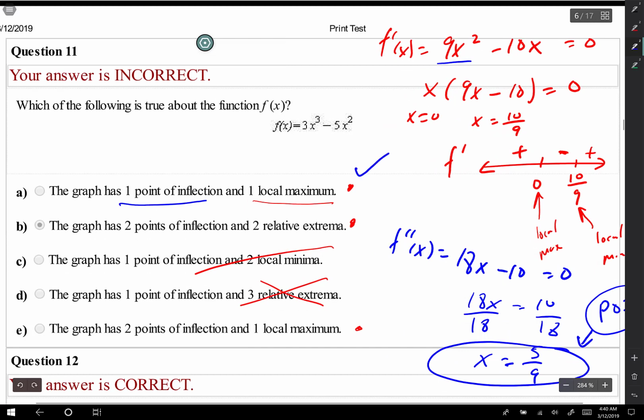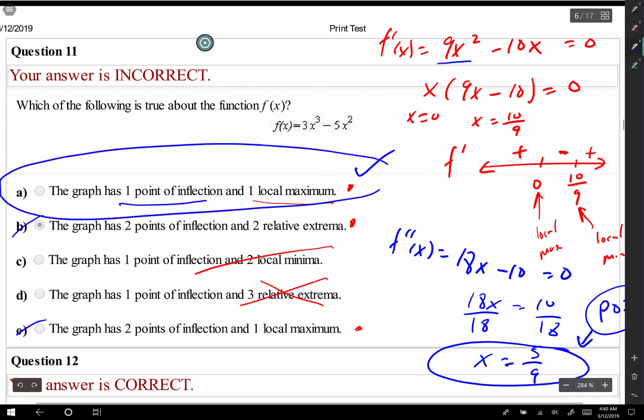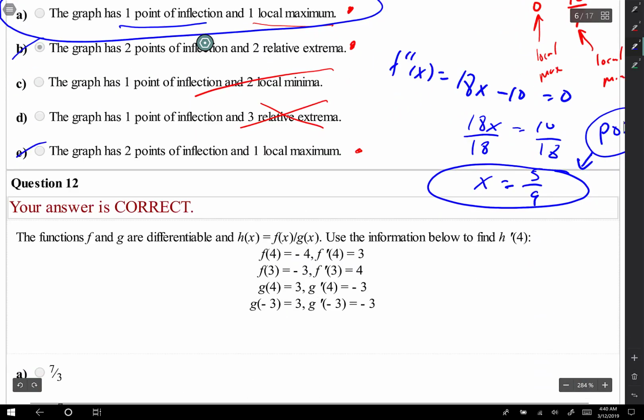1 point of inflection. It looks like it's that one. 2 points of inflection, no. Let's see. 2 points of inflection, no. It's letter A. Let's go to the next one.